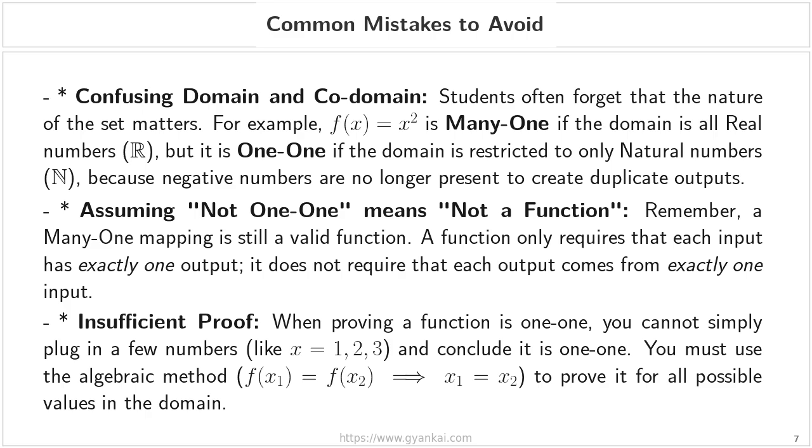Finally, let's address the issue of insufficient proof. When you are asked to prove that a function is 1-1, you cannot simply plug in a few sample numbers, such as 1, 2, or 3, and conclude that the function is 1-1. Testing a few cases is not a formal proof. To be mathematically rigorous, you must use the algebraic method we practiced earlier. You must assume that f of x sub 1 equals f of x sub 2, and then algebraically demonstrate that this necessarily implies x sub 1 equals x sub 2. This is the only way to prove the property holds for all possible values in the domain.